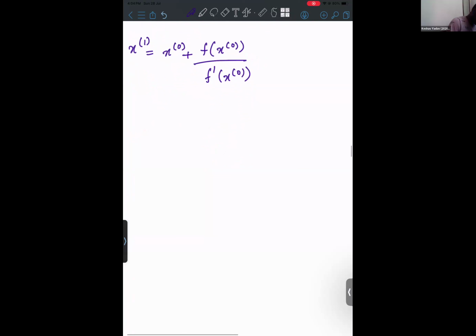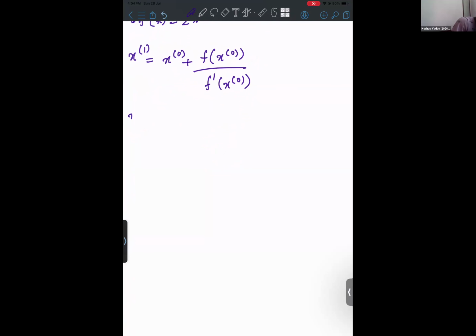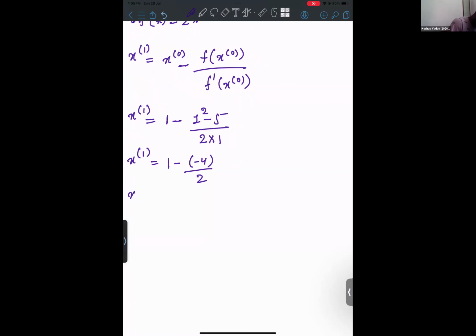Okay. So x at the first iteration, oh, I'm sorry, this will be minus, 1 minus 1 square minus 5 divided by 2 multiplied by 1. So x at the first iteration is 1 minus minus 4 divided by 2. This minus minus will be plus, this will come 2. So x at the first iteration will be equal to 3. So I can write 3.000. This is my x at the first iteration value.